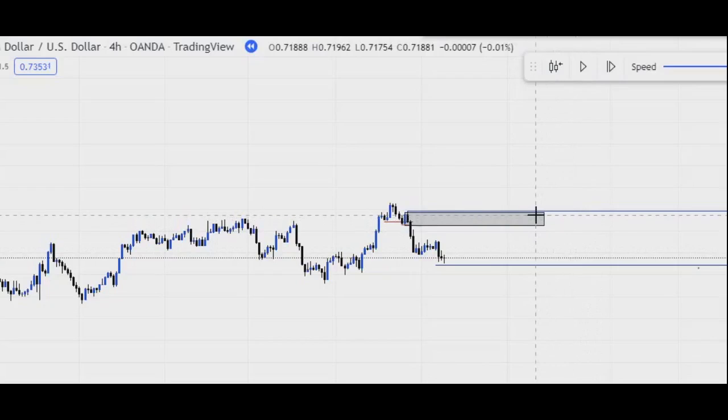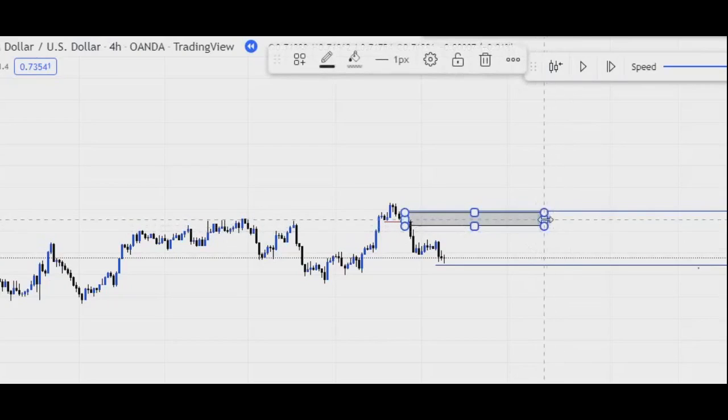You can refine it to 50% of the OB. Most of the time, I like to refine my OB to the 50% of the OB. Now, if we want to refine it to this 50%, I want us to see something.